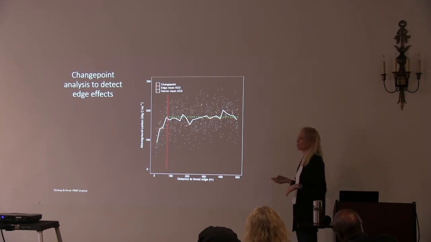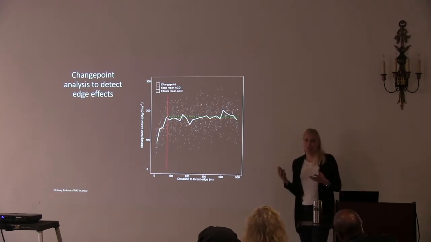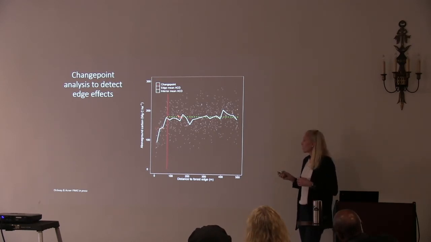And from that, we can also identify the magnitude of change, in this case in above ground carbon, looking at the mean values of carbon in the forest interior and the mean values at the edge to get the percent difference.